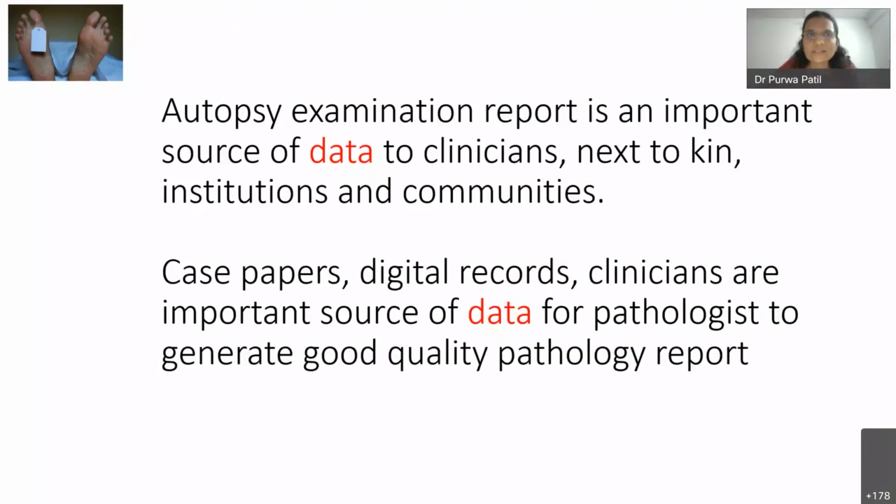So we as pathologists are producing the autopsy report, and that data is going to be important for the clinicians, for the patients, the relatives of the patient, and also for the community. And for forming this important autopsy report, we need certain information, and that is what we are talking about today: the clinical notes, which are the case papers and the digital records, and whatever information from the clinicians or the relatives of the patients is given to us. That forms the important source on which we are building our diagnosis, that is the cause of death.